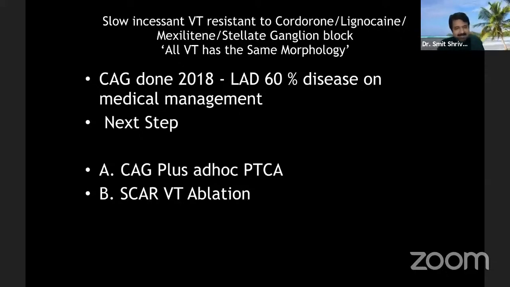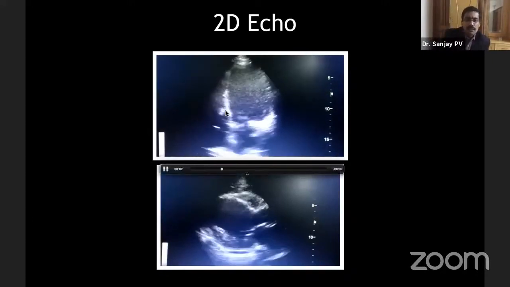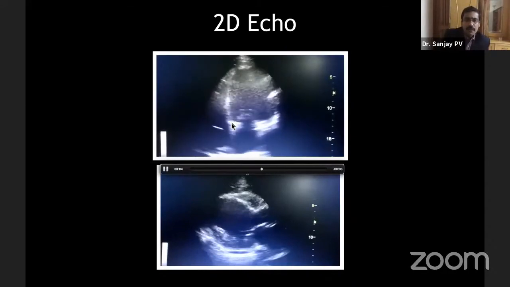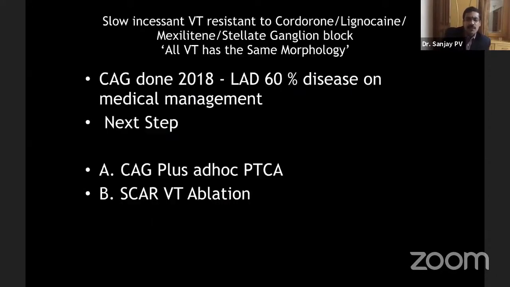Again, the house is divided 50-50 between the two. So just to recap, the echo, if you see, it's a very scarred heart. This septum and the entire lateral wall is not contracting a lot. You can see the color, it's almost white, whereas the posterior wall, you see it's contracting well. So it's a scarred LAD. We felt that even if there's an 80% disease in the LAD, or if the LAD is completely occluded also, you're not going to benefit him by opening up a vessel which is supplying an infarcted territory.